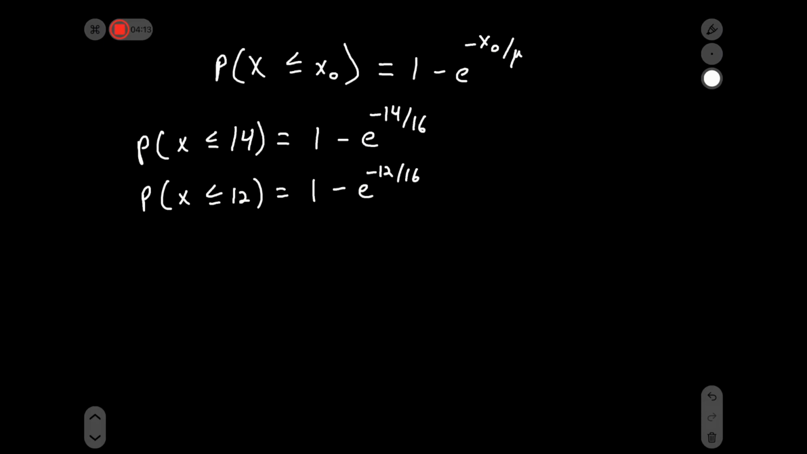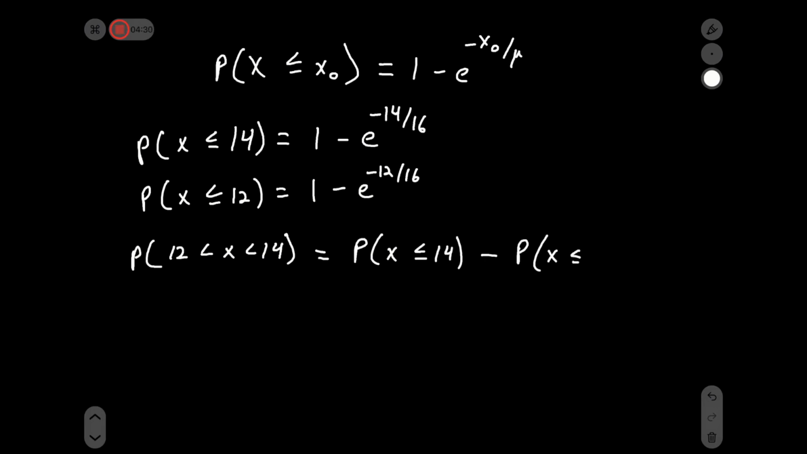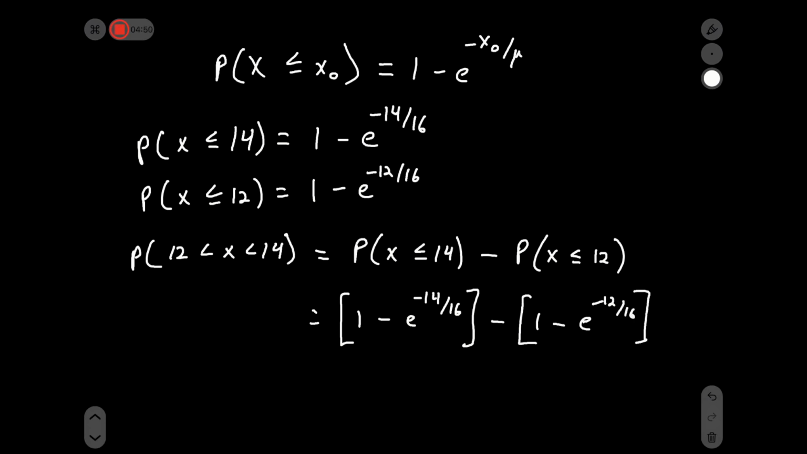And so we have something here where essentially, remember, we're saying the probability that x falls between 12 and 14 is equal to the probability that x is less than or equal to 14 minus the probability that x is less than or equal to 12. This is equal to 1 minus e to the negative 14 over 16 minus 1 minus e to the negative 12 over 16. Perhaps we could simplify this.